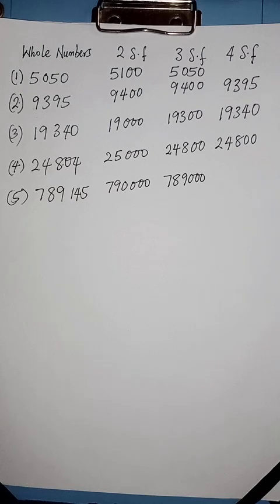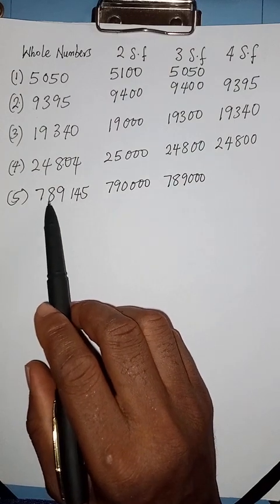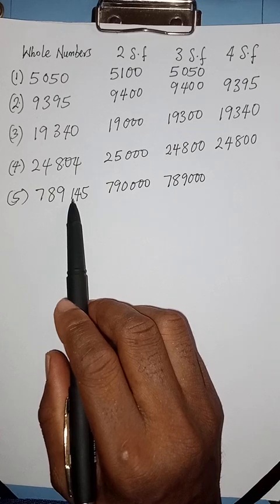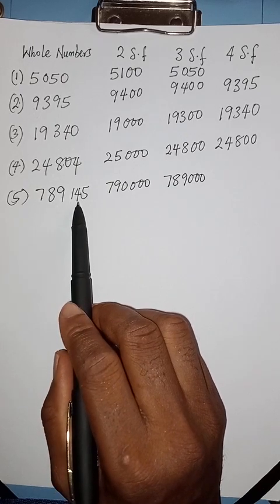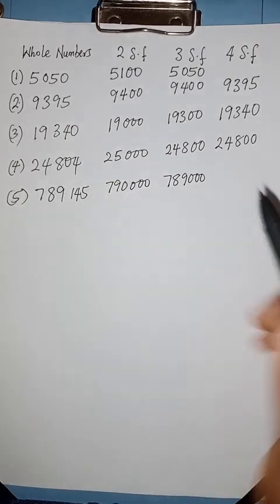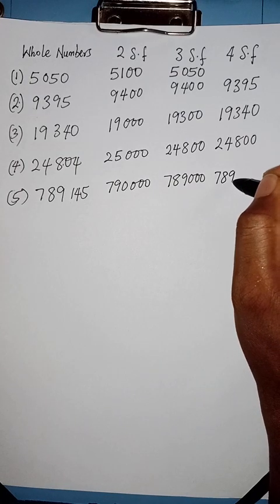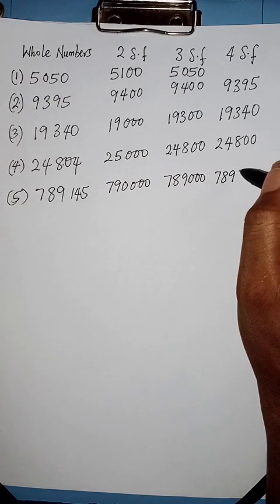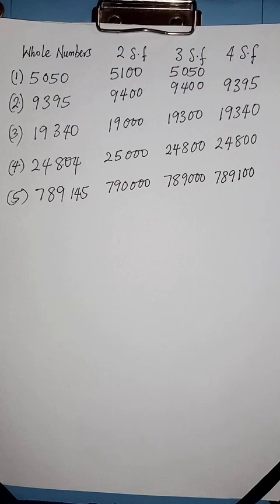What about the four significant figures? The four significant figures are 7, 8, 9, and 1. But before I write it, I'll check the digit after the fourth significant figure. It's 4, so I'm going to round down. So it becomes 7, 8, 9, 1, then convert 4 and 5 to 0, 0.